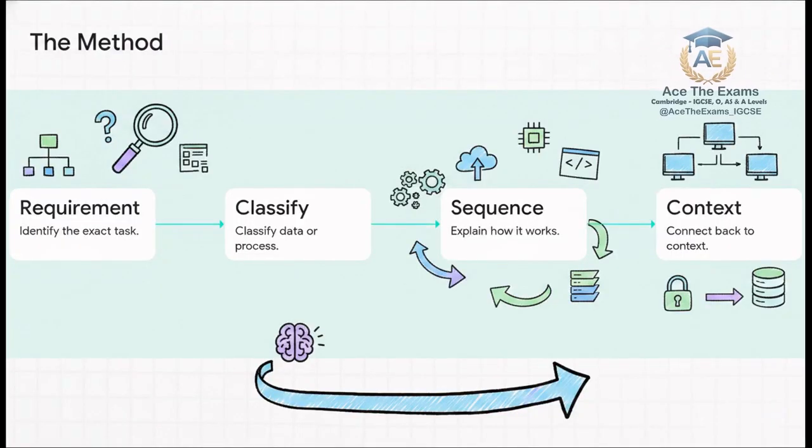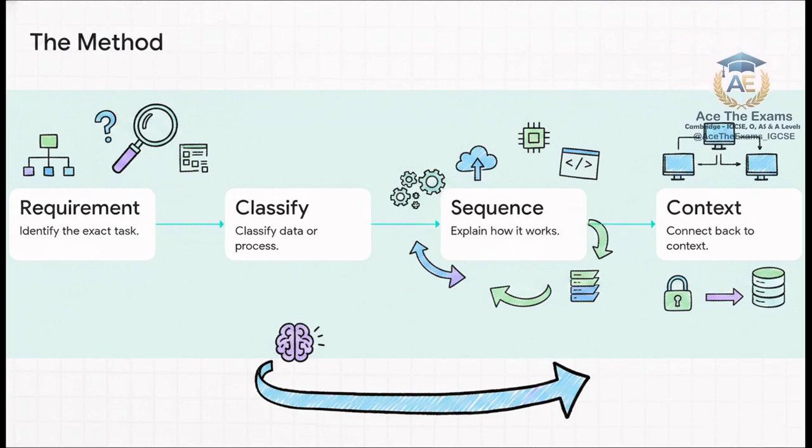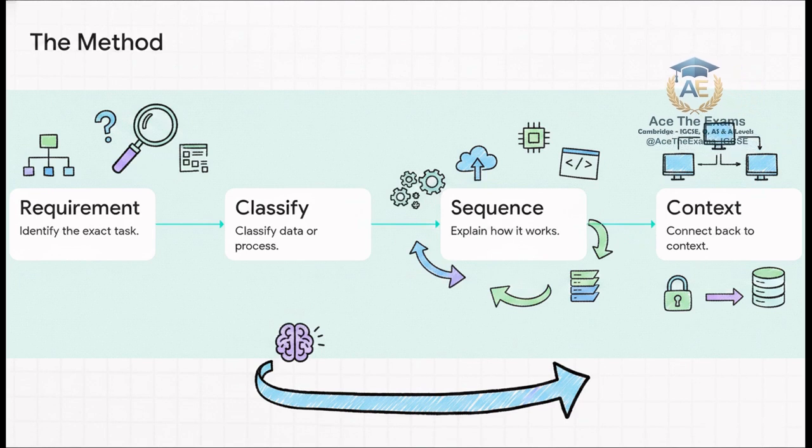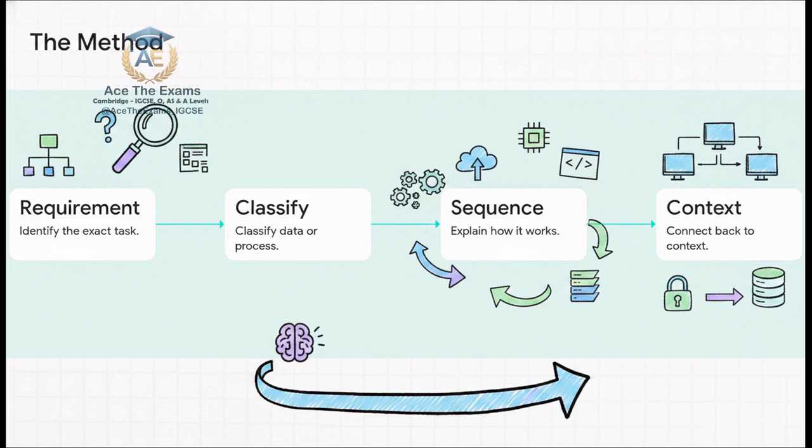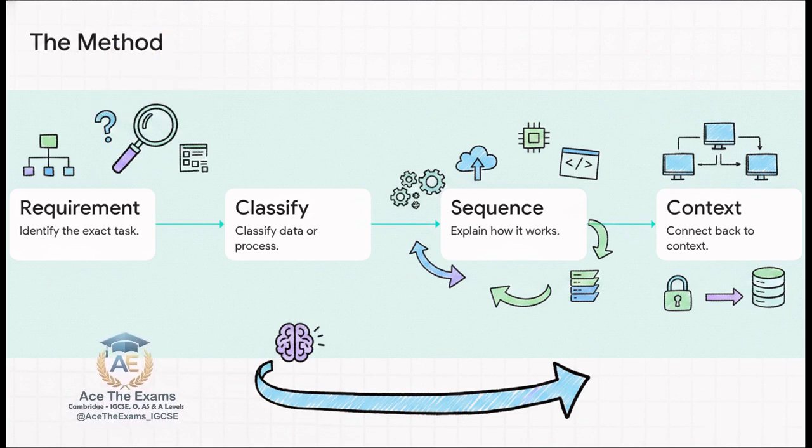Okay, we need to shift from just knowing the theory to applying a rigorous method. This is the exact discipline path that examiners reward. Step 1, identify the specific requirement of the task. Step 2, classify the relevant data, hardware, or process. Step 3, explain how the process works in a clear logical sequence. And Step 4, honestly, the absolutely crucial one, connect your explanation straight back to the context. Whether you're dealing with a school network, an embedded system, or a massive database, your answer must stay locked inside that specific scenario. Generic responses just don't get the marks.